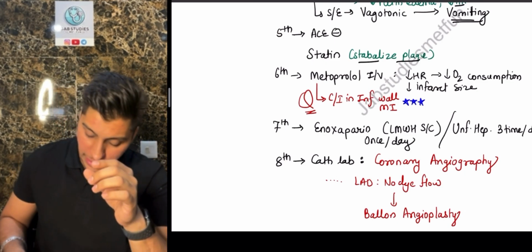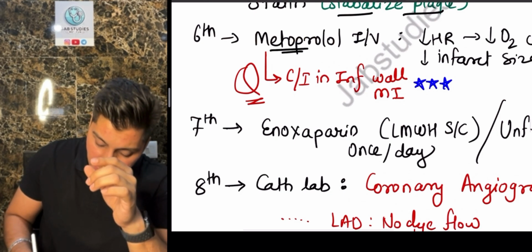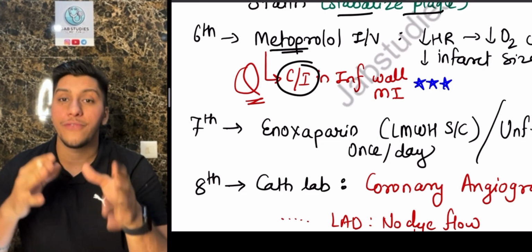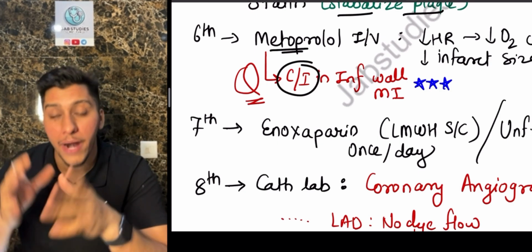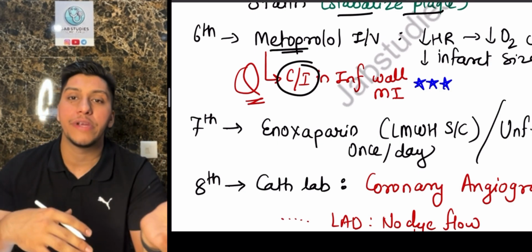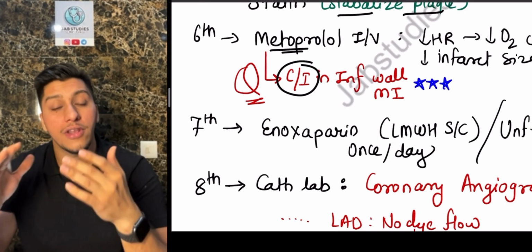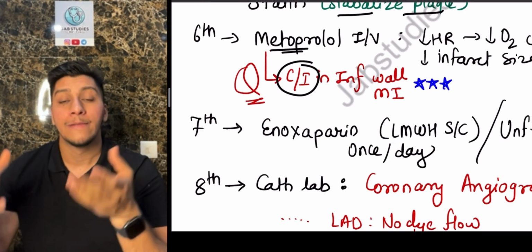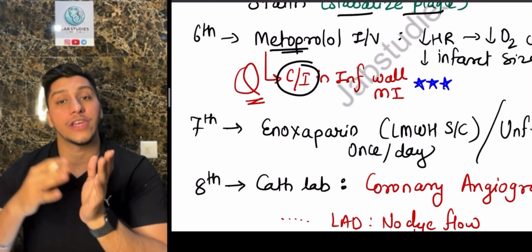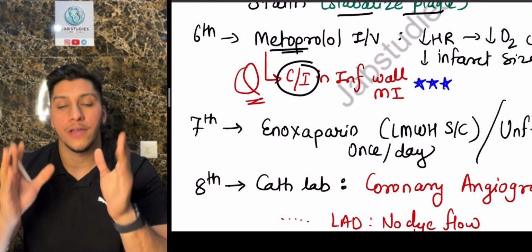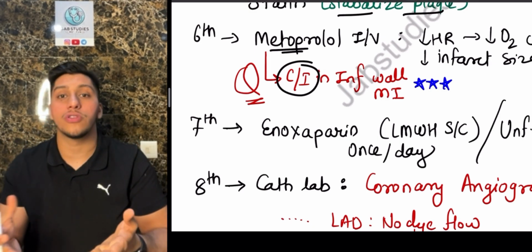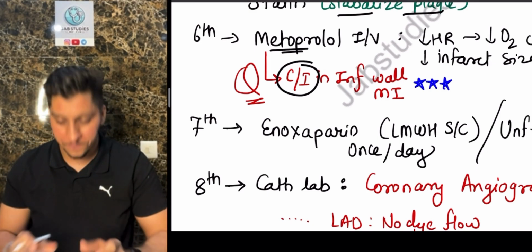Now remember one thing, doctors. Metoprolol is contraindicated in inferior wall MI. Why? Because in inferior wall MI, you already have a classic feature of bradycardia. And if you further give a beta blocker like metoprolol, the heart rate will fall further and the person can die just because of bradycardia. So instead of giving metoprolol in case of inferior wall MI, we are going to give atropine, because atropine is generally given also in case of sinus bradycardia as well.